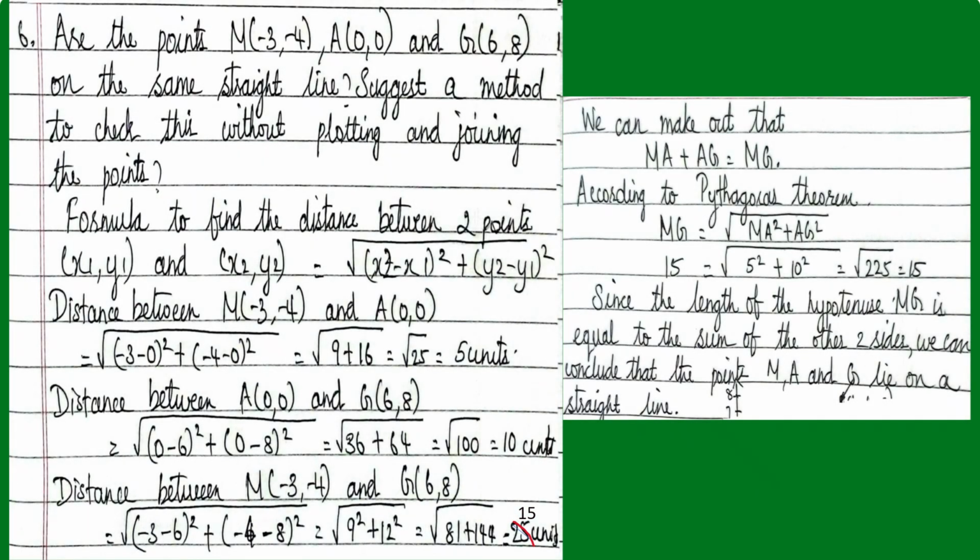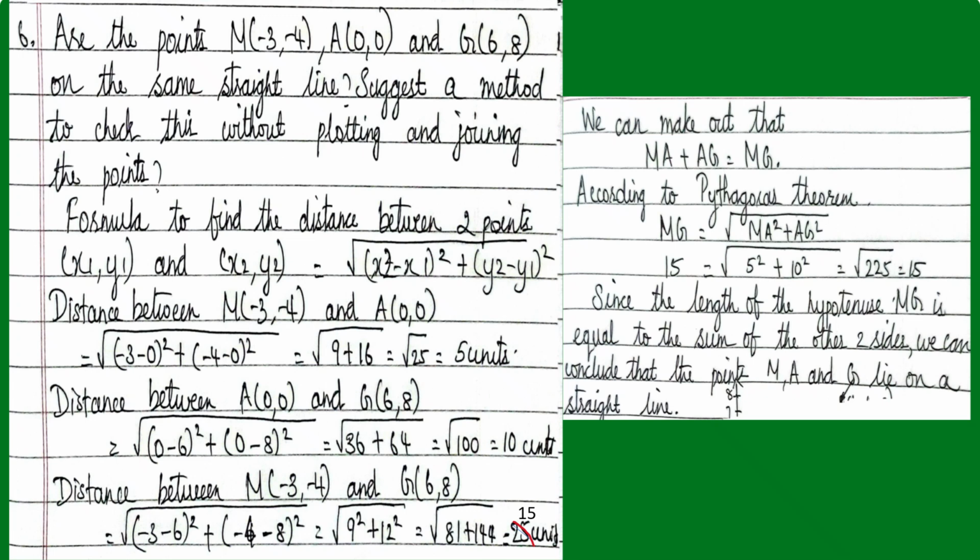Are the points M with the coordinates (-3, -4), A (0, 0) and G (6, 8) on the same straight line? Suggest a method to check this without plotting and joining the points. What they have given is we are not supposed to draw any graph and plot any of these points, or by joining any of these points we are supposed to find if all the 3 points can lie on a straight line or not.